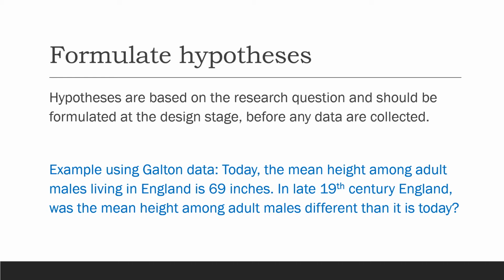So we're going to use the Galton data, and we're going to consider this research question. Today, the mean height among adult males living in England is 69 inches. In late 19th century England, was the mean height among adult males different than it is today?